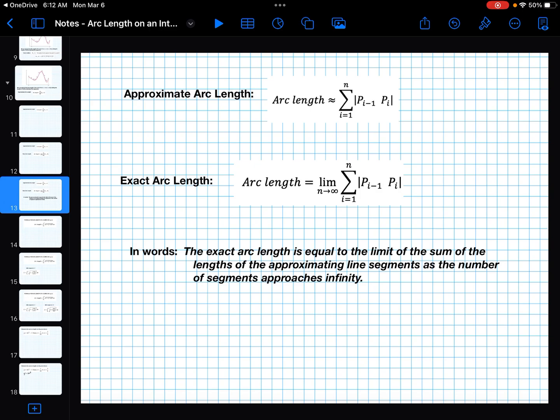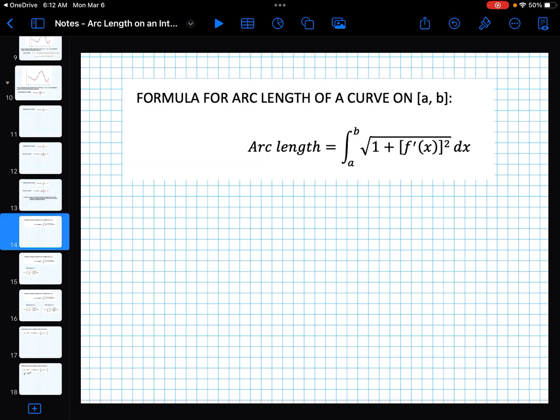All right, so here's the formula. Like I said, we don't have to derive this ourselves. I just want you to understand this is based on the distance formula, and the integral part is when we're taking the limit as the number of line segments goes to infinity. So there's really two versions of this.